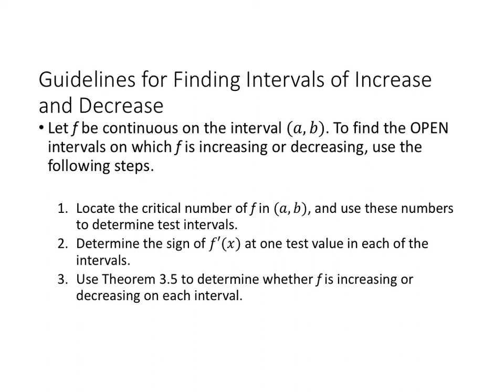So here are some guidelines to find the intervals of increase and decrease. Let f be continuous on the open interval from a to b. To find the open intervals on which f is increasing or decreasing, we're going to use these steps. We're going to find the critical numbers of f in the interval from a to b and use these numbers to determine test intervals. Remember, critical numbers occur when the derivative is 0 or the derivative does not exist. So we have to find the derivative. We're going to determine the sign of the derivative at one test value in each of the intervals. After we have our critical numbers, we could set up intervals. We'll walk through that, don't worry. And then we'll use the theorem to determine whether f is increasing or decreasing on each interval. Here we go.